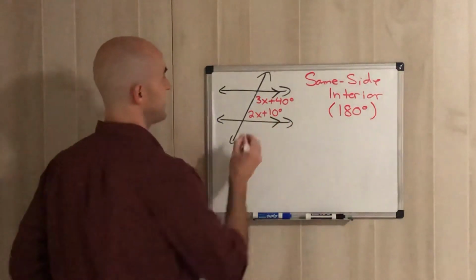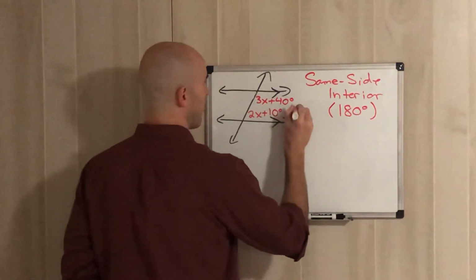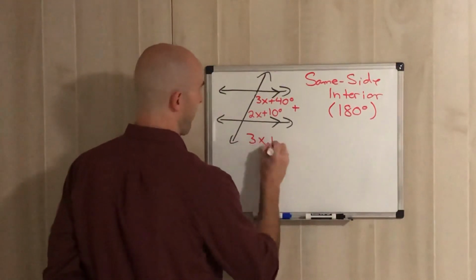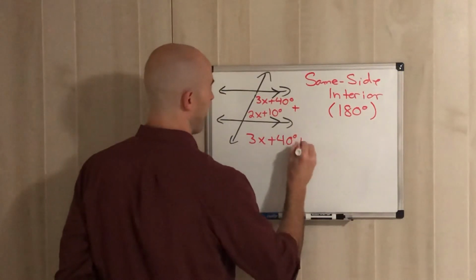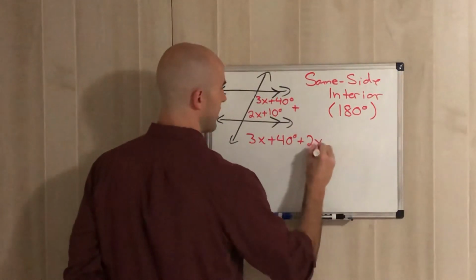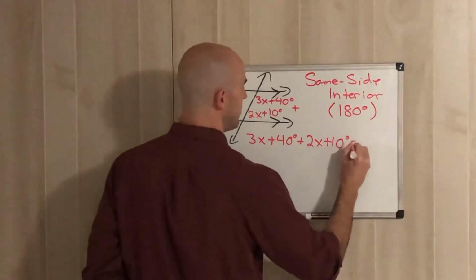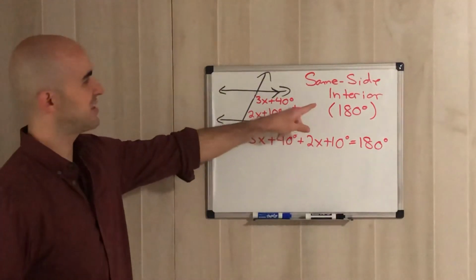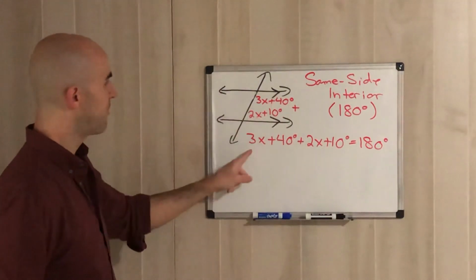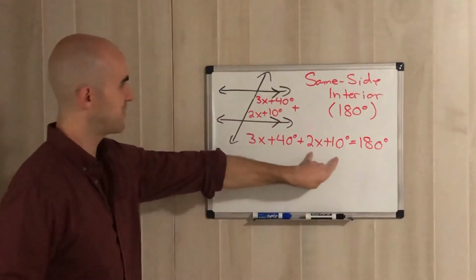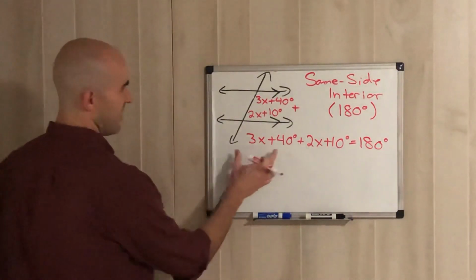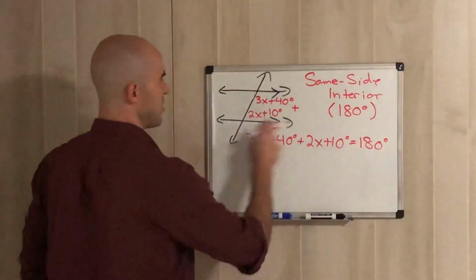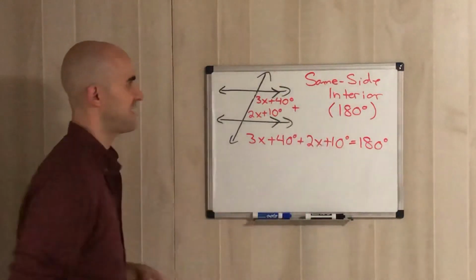So if we're saying it adds up to 180, we want to add them up, right? We want to add those two up. So what we're going to do is write 3x plus 40, right? Plus 2x plus 10. And we're going to set it equal to 180 degrees. Because again, whenever it's supplementary, and whenever it's same side interior, they both add up, the 3x plus 40 plus the 2x plus 10 to give us 180, right? That's all it is: 3x plus 40, the top angle, 2x plus 10, the bottom angle, and when you add them up, it adds up to 180 because it's same side interior.